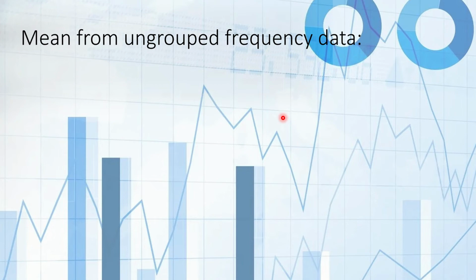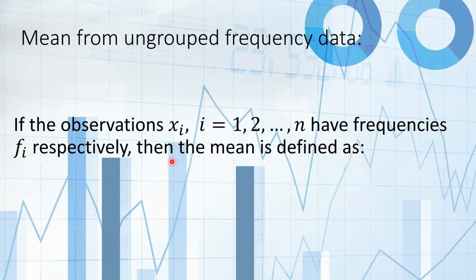Let's talk about how we find the mean from ungrouped frequency data. In this case, observations are given along with their corresponding frequencies. As I said in the last video, frequencies may be considered as weights, whereas weights may or may not be considered as frequencies. So suppose the given observations xi have corresponding frequencies fi.